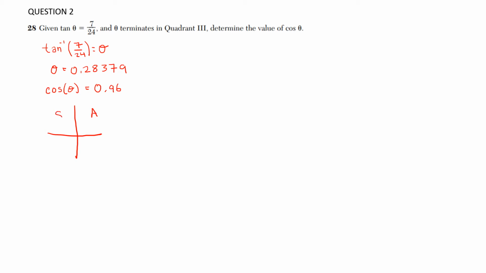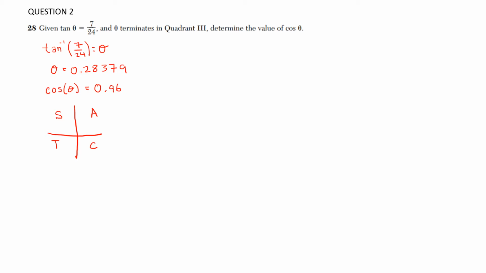You can use the mnemonic all students take calculus. So just remember that in this quadrant, quadrant 1, all trigonometric functions are positive. In quadrant 2, it's only sine and cosecant. In quadrant 3, it's only tangent and cotangent. And finally, in quadrant 4, it's cosine and secant that are positive.